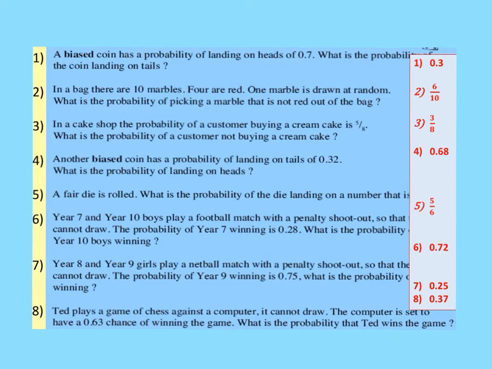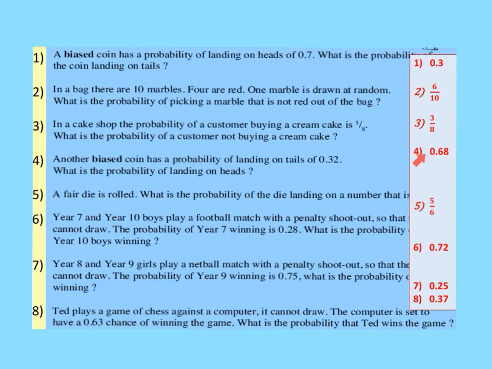Okay, here are the answers. You can see them on the right hand side. 0.3 for 1. That adds up to 0.7 and 0.3 is 1. 4 were red in question 2, so 6 weren't red, so it's 6 out of 10. Well, 5/8. What's left to make 1? 3/8. So the probability of not buying a cream cake was 3/8.